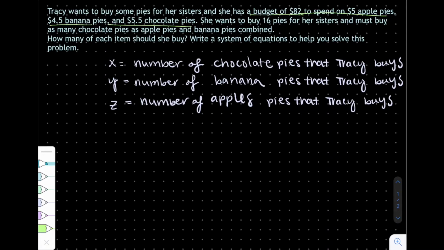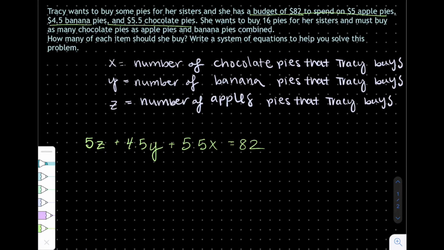We learned in class the other day that if you have the price of an item, the price of the item times the number of items is going to equal the total price for that. So $5 times Z, I labeled it backwards. If I bought 3 apple pies, it would be $5 times 3, which is $15. So 5Z plus 4.50Y plus 5.50X, that's going to be our total cost, and we want to spend $82. So we'll set it equal to 82.